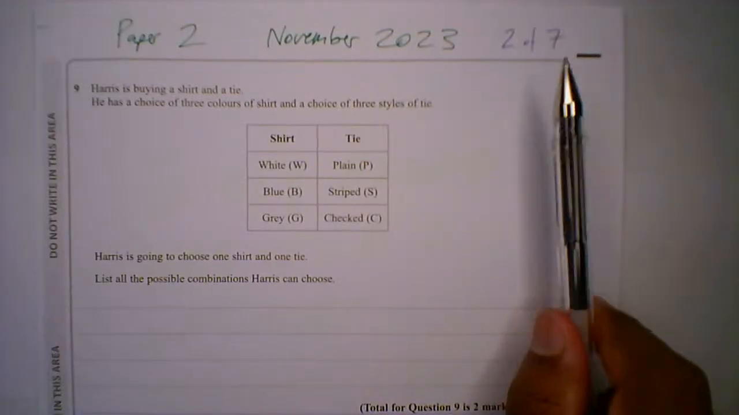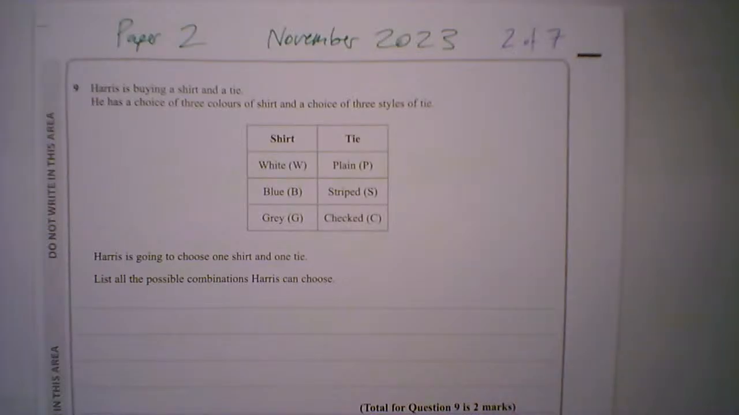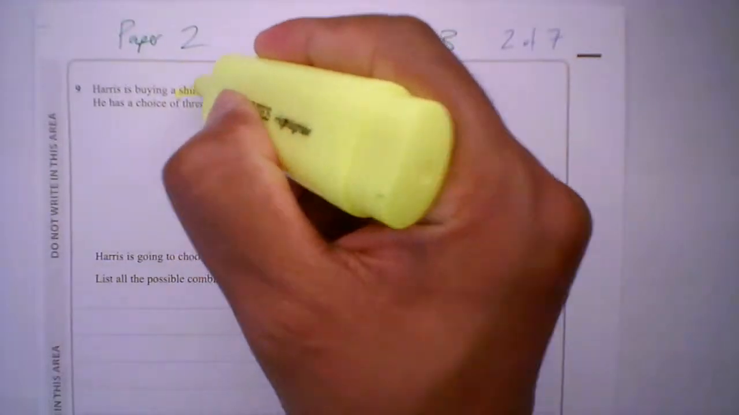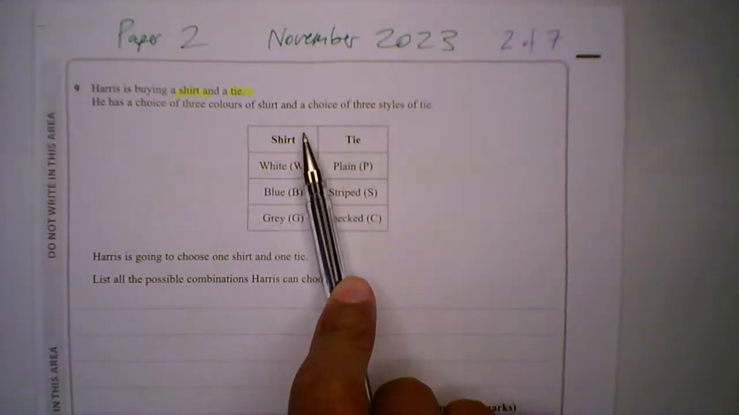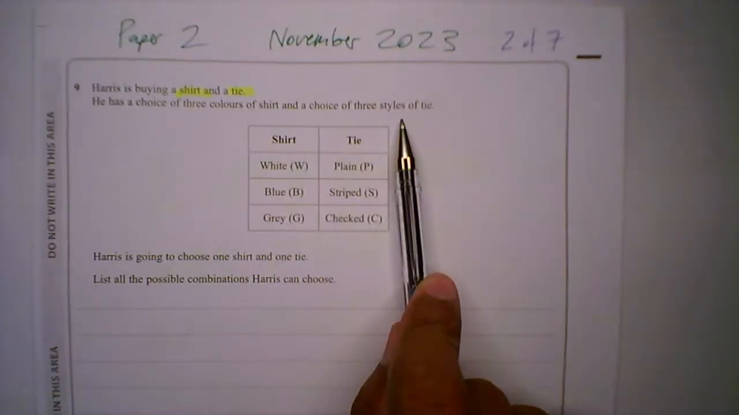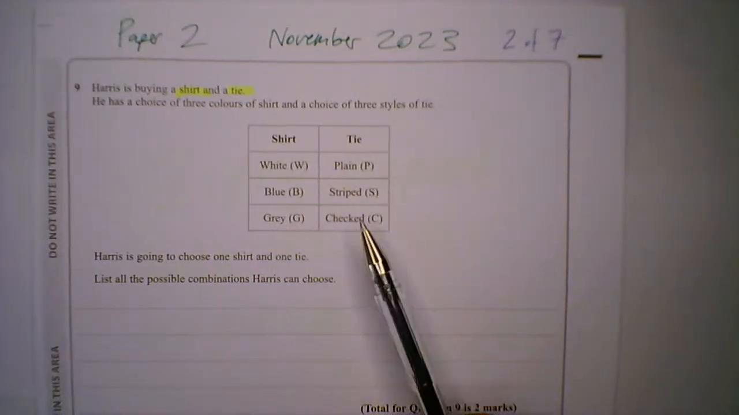This is our second question of 7 questions altogether. So press pause, have a go. When you're ready, press play for the answer. Okay, so let's go through this. Harris is buying a shirt and a tie. So he's got a shirt and a tie. He has a choice of 3 colors and a choice of 3 styles of tie. So you've got white, blue, gray, plain, striped, and checked.